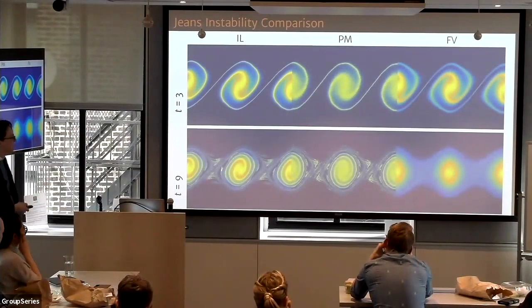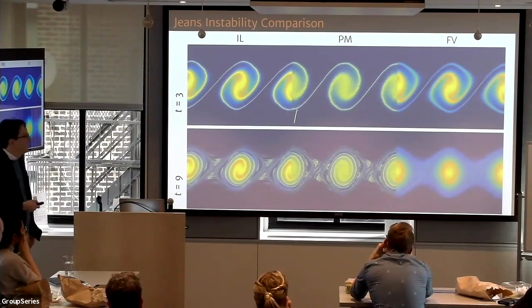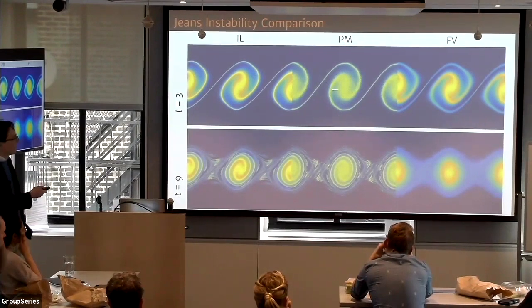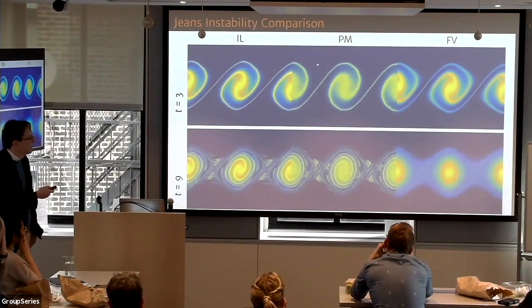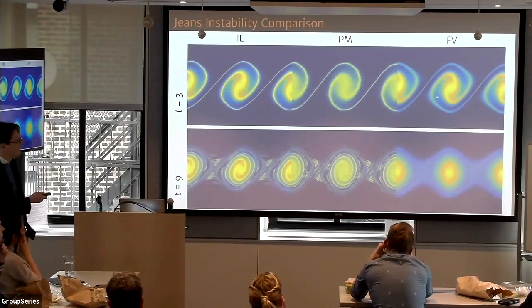So here we have the integer lattice at t equals 3 and t equals 9, just looking at the phase space distribution. Here we have an n-body technique on a particle mesh scheme. You can see how the noise properties are different. Here we have shot noise due to the Monte Carlo sampling of this distribution. And finally, here we have finite volume in the right column, which shows diffusion at late times. That's not a good property to have if you're interested in the fine phase space structures.